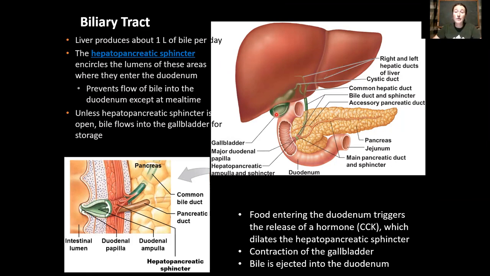The gallbladder releases bile through this duct right here called the cystic duct. Cystic means gallbladder. The liver is going to release bile via the common hepatic duct. Hepatic means liver. Common indicates that it's taking multiple ducts, right, the right and left, from the different sides of the liver. The cystic duct and common hepatic duct are going to join together to form the common bile duct.